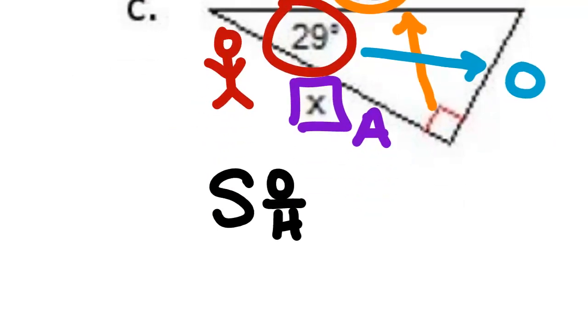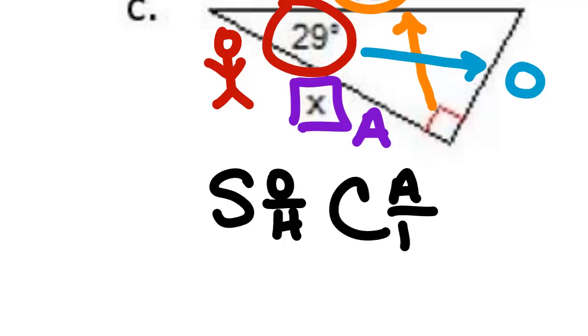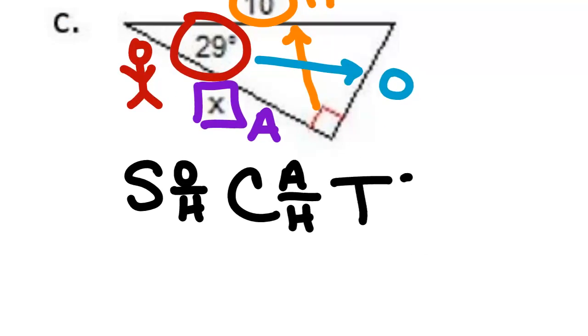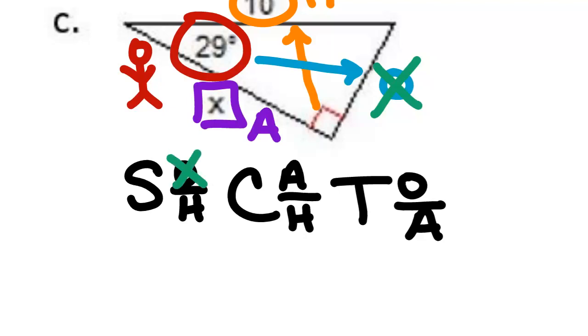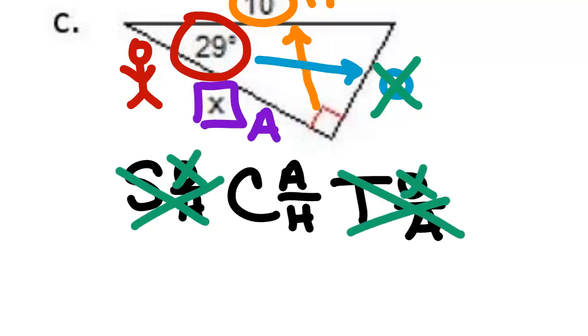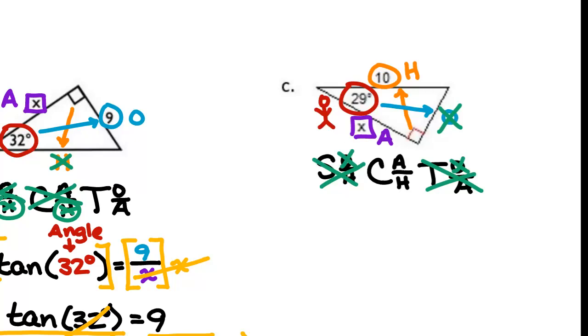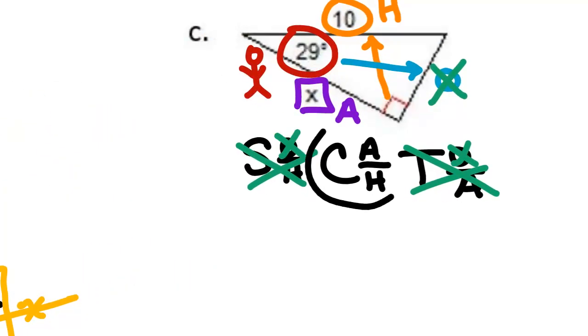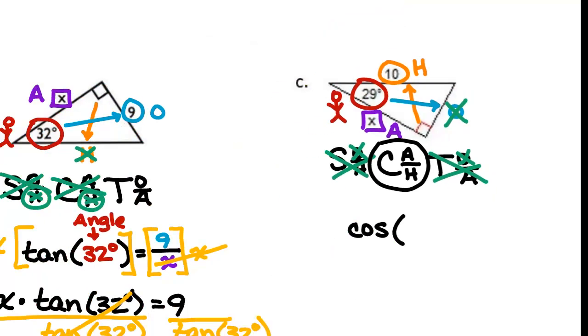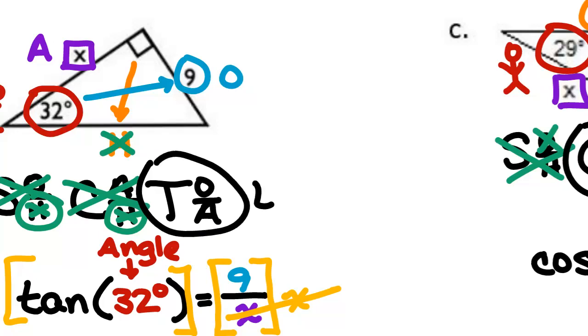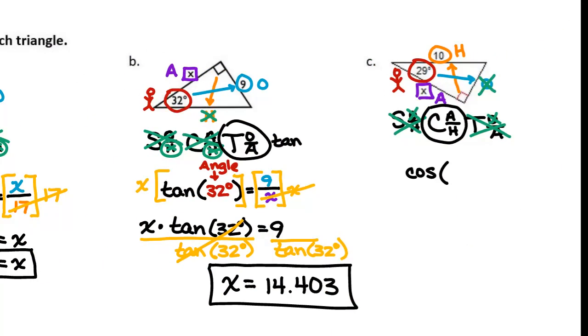So, SOHCAHTOA. Which side do we know nothing about? Opposite. So that means we can't use which functions? Sine and tangent, because we don't have the opposite side. So that means we're going to use cosine. So COS, and then what do we put in parentheses? 29 degrees.